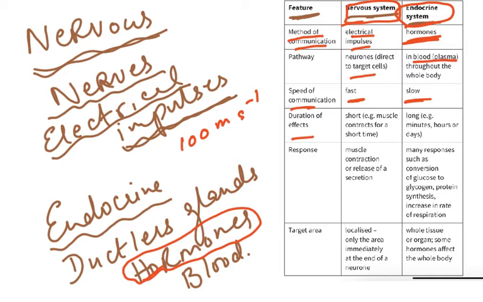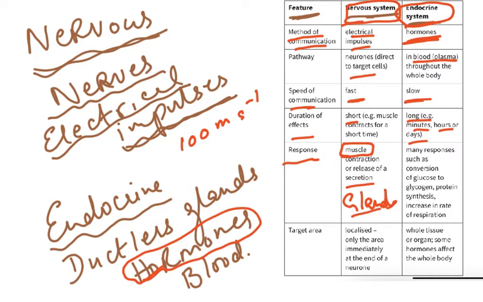So in the comparative, then we say it's fast and slow. Duration of effects is short in the nervous system, like when your muscles contract, you stretch your arm, then you bend your arm, and then again it goes back to its original position. So the duration of effect is short. While these are long, minutes or hours or days, like for instance the endocrine system's growth hormone. So you grow tall, and you grow tall for life. So it has long-term effects. And sometimes, of course, some hormones work for minutes, some work for a few hours, some work for days. Then the response: the nervous system usually goes to muscles and to glands.